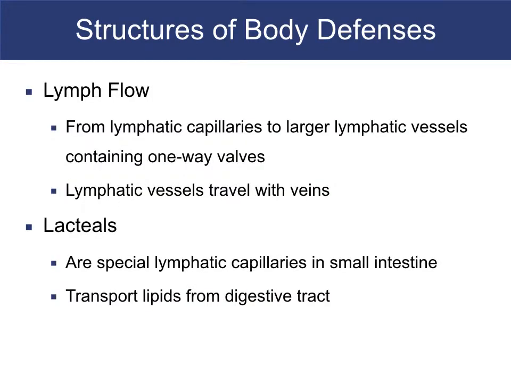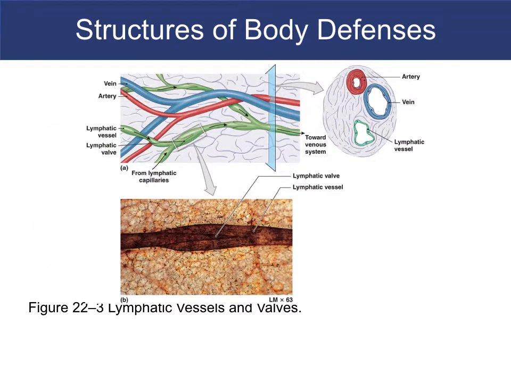Lacteals are those special lymphatic capillaries that live in the small intestine, and their job is to take fat directly out of the small intestine, absorb it into the lacteals, and then put it right into the lymphatic system, and then eventually right into the regular blood vessels. Here's a picture of a nice lymphatic vessel with a little valve in the middle of it, kind of like those valves in the veins that we talked about, the lower extremity.